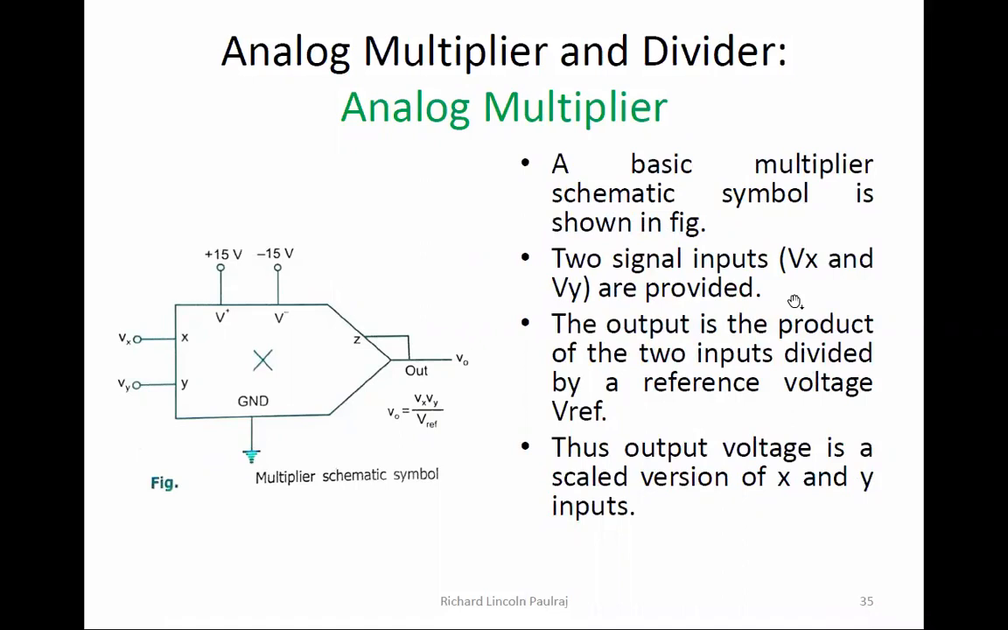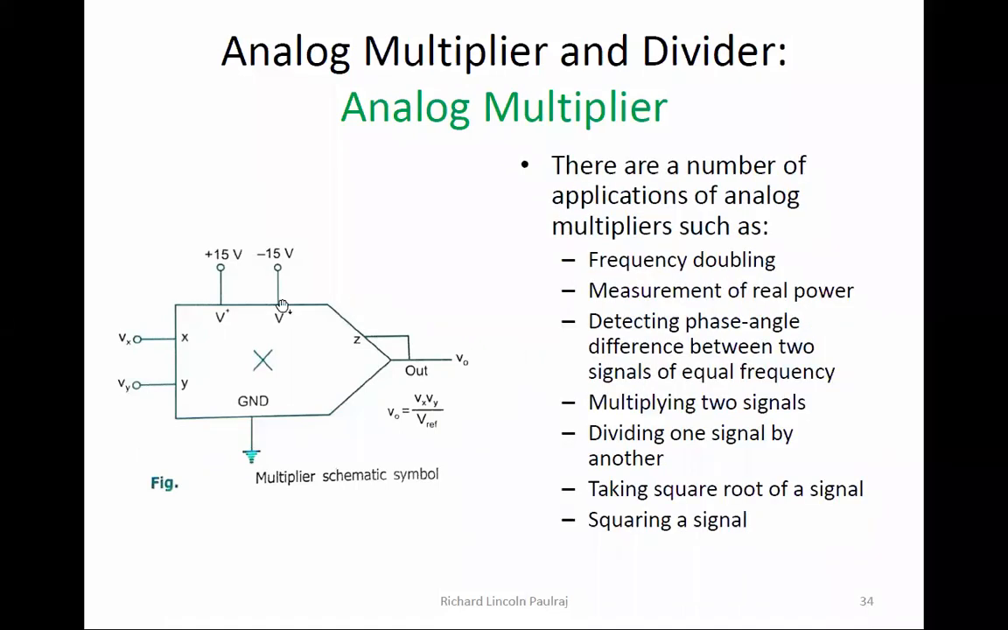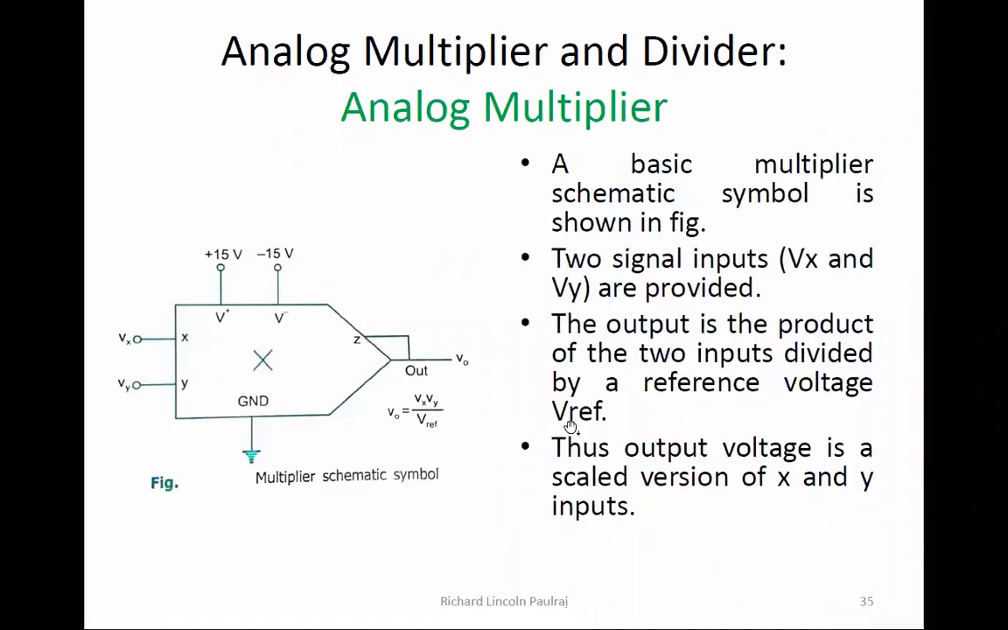So I've brought forward this diagram here. This is a basic multiplier schematic symbol, as shown in the figure. What do you mean by a symbol? A symbol is something you use to represent an operation. Let's say, for an inverter, how do you do it? You have a triangle shape, and then what else do you have to represent an inverter? You have a bubble there, yes or no?